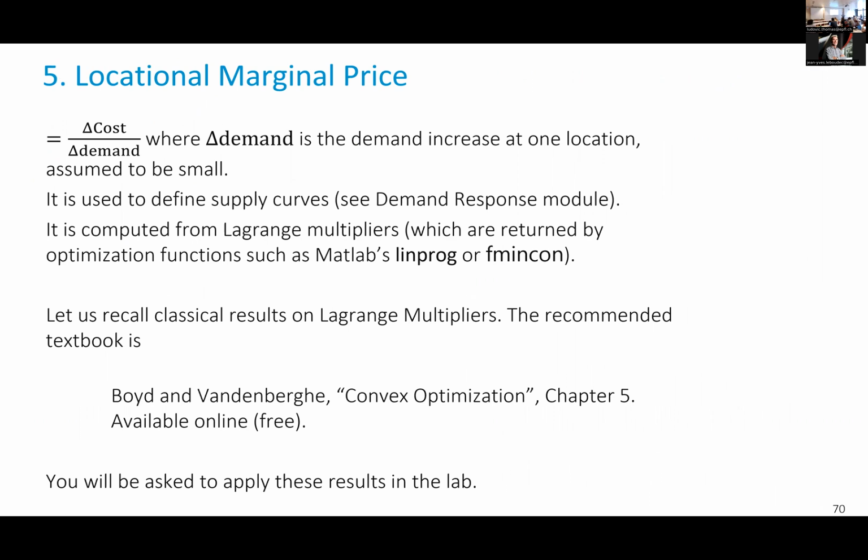So we're ready to restart. And the topic now is the locational marginal price, which per se could be a very simple topic if we are very clear about the terminology and the framework of constraint optimization. But perhaps it's worth spending a few minutes on discussing results on Lagrange multipliers.